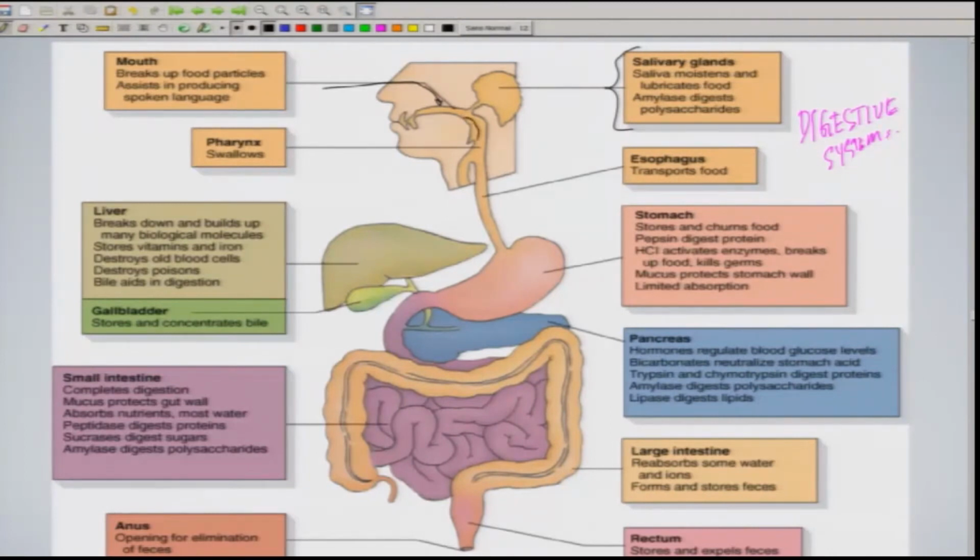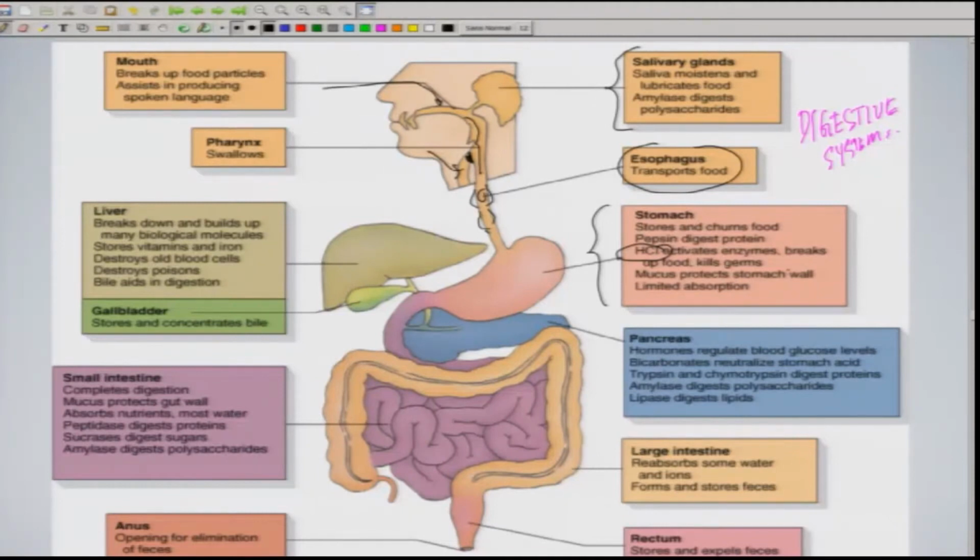This is the windpipe which is shown here, and you have the esophagus which is transporting the food in the form of peristaltic motion. Then this takes the food to the stomach where it stores and churns the food. Pepsin digests the protein. Of course, this is a very acidic zone because of the hydrochloric acid, which activates the enzyme, breaks up the food, and kills germs.